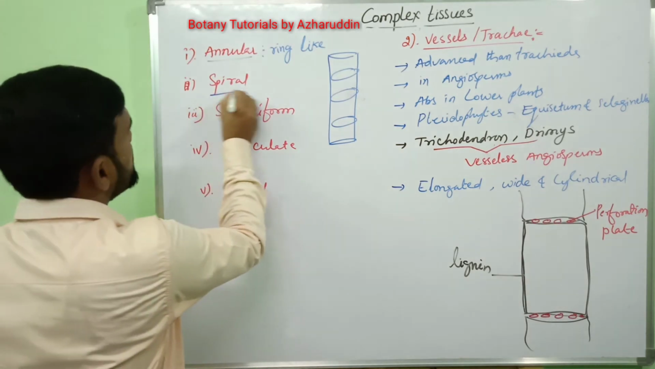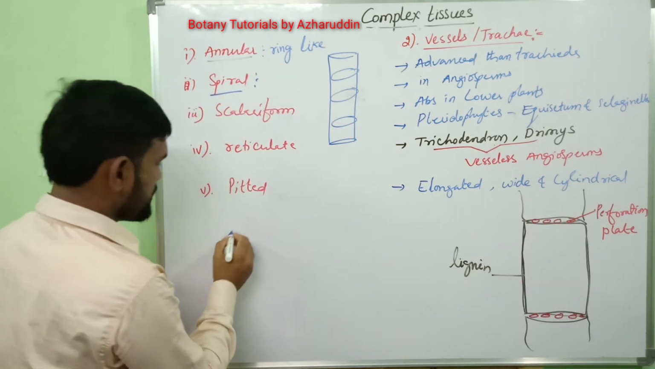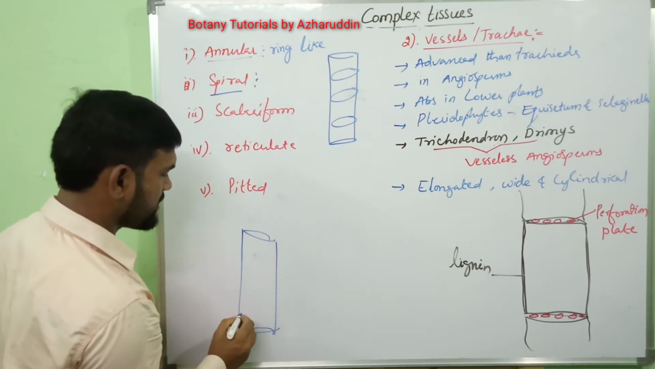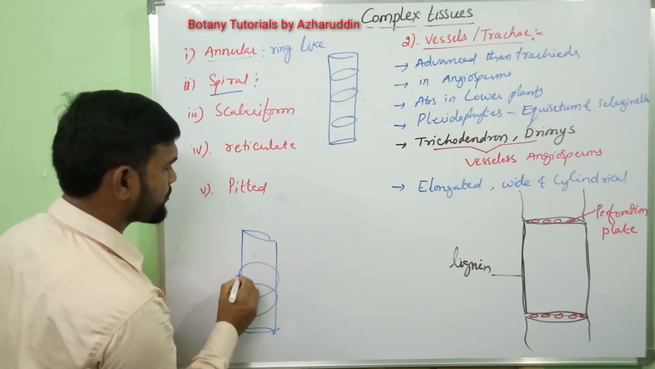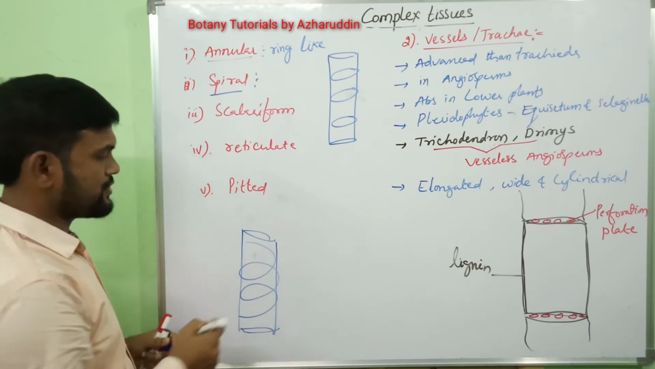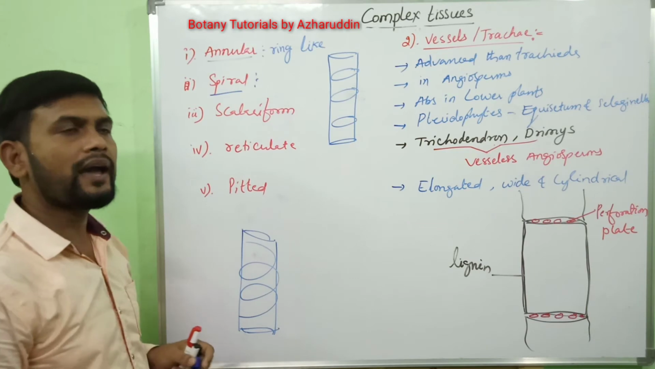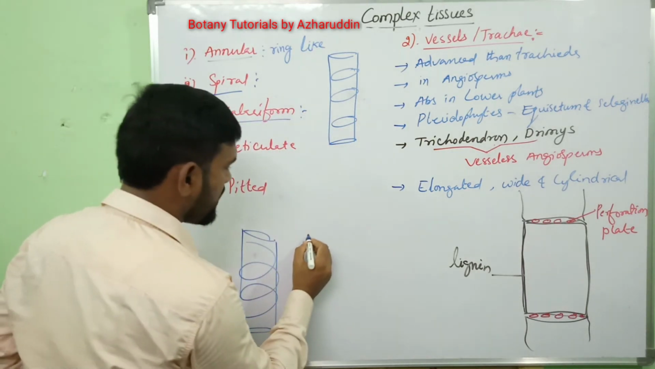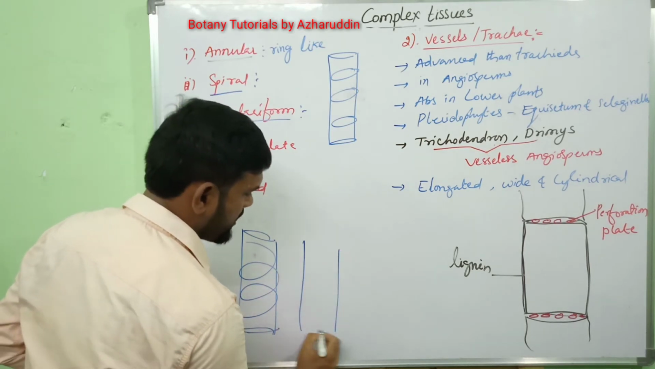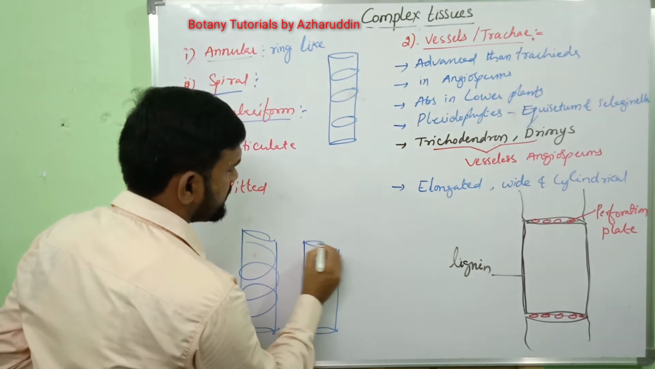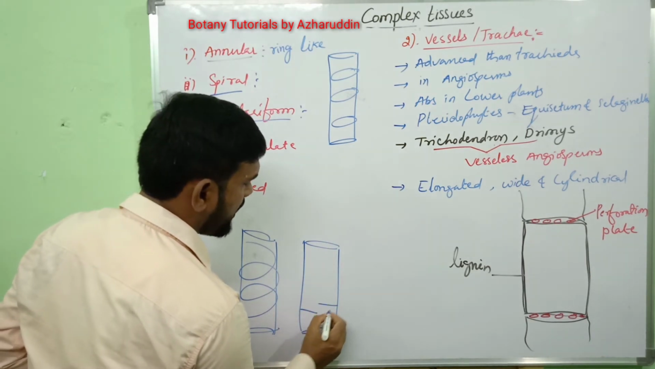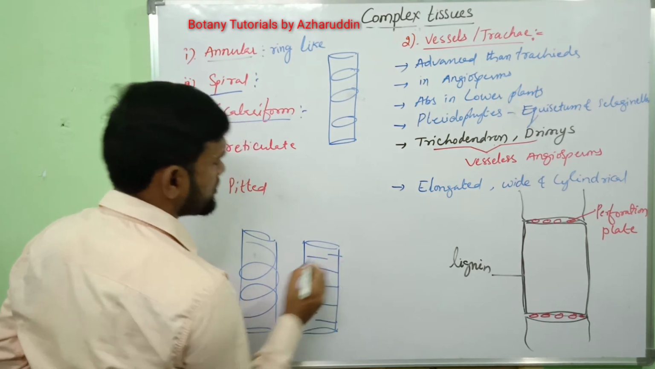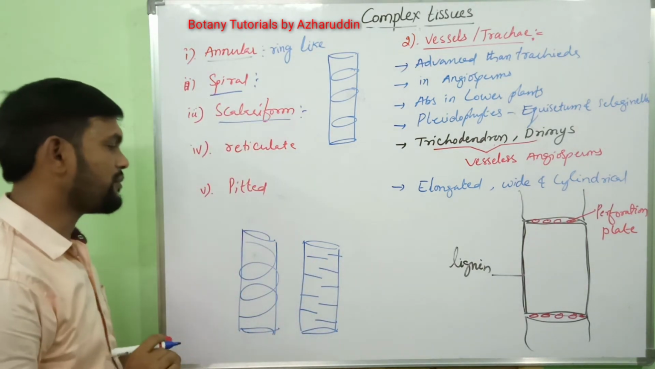Next, coming to the second one, spiral thickenings. This is a vessel. In the vessel, thickenings appear like a spring. Such thickenings are called spiral thickenings. Next, the third one is scalariform thickenings. In the vessel, thickenings appear like a ladder. Such thickenings are called scalariform thickenings.